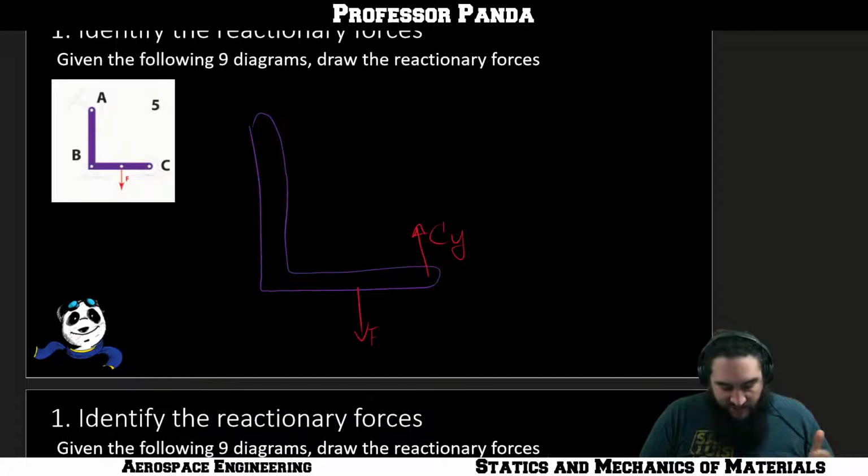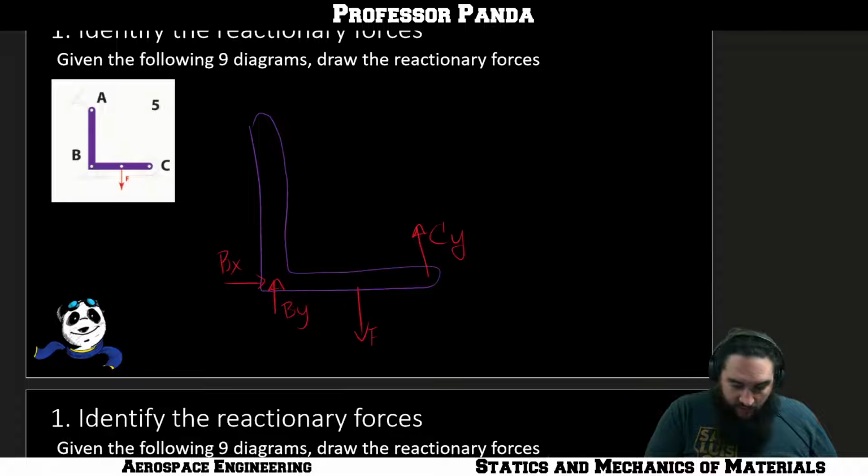Not really important because we know that C is attached to a pin, but it's attached to a roller, and the roller only gives us one force that opposes the perpendicularity of the plane which is touching. At point Bravo, we don't have that. We have a pin, so we're going to go ahead and put BY and BX in.